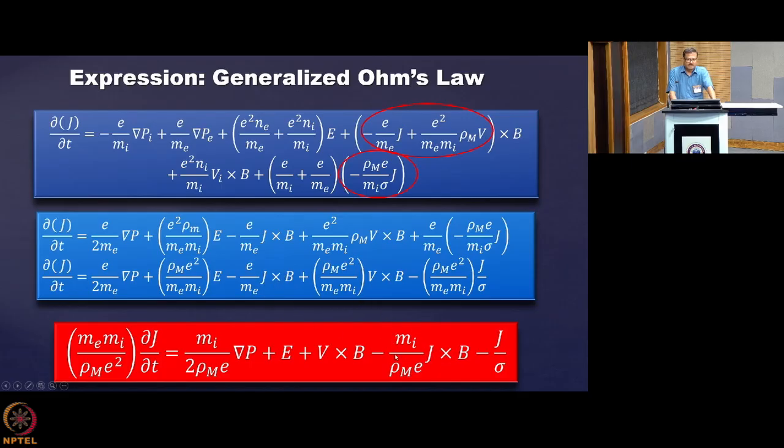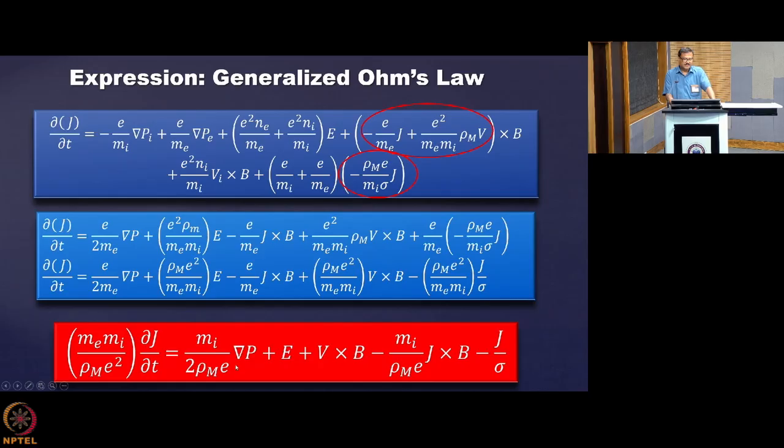This term is now shifted over here after this term. So this is mi by rho m into J cross B, and then the last one, because we have multiplied by the inverse factor, so this goes, and you are left with bare J by sigma. So the expression you have just got is called the generalized Ohm's law in case of plasma.